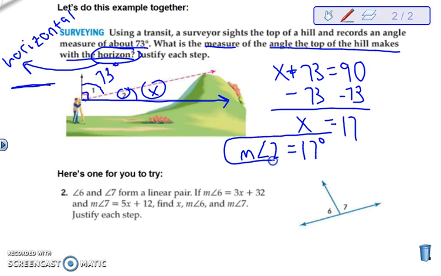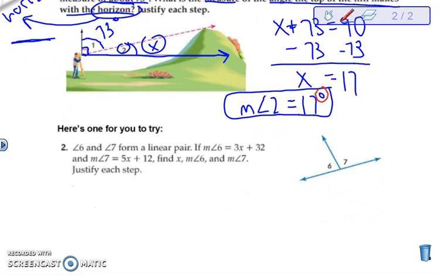And the reason I'm putting the degree sign is because they put a degree sign in the problem, right? So if they give me a number in degrees, I need to put degrees on my answer. All right, here's another one for you to try. Again, we just talked about the linear pair, so your angles should be supplementary.